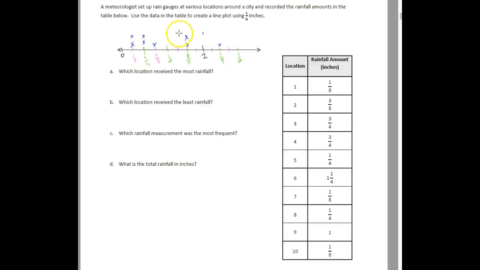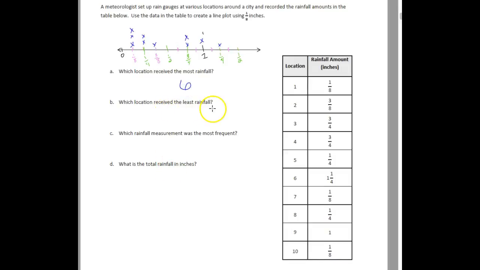Location 9 is a solid 1. The very last location, location 10, is 1/8. There we go. So which location received the most rainfall? So we look along this little chart here, and now we can see right across here, only one of them had 1 1/4. So let's look down our chart, and we can see right here that it was number 6 that got 1 1/4. So we'll write here, 6.